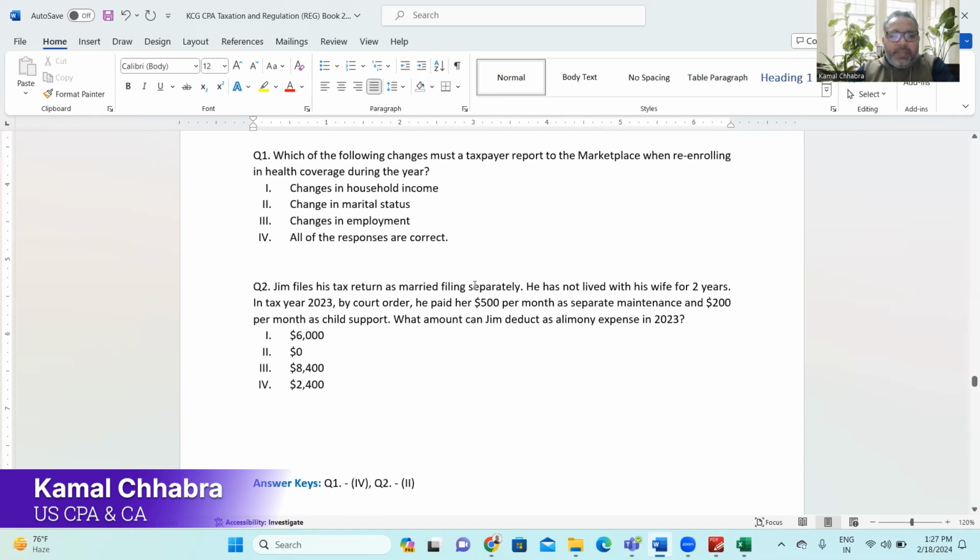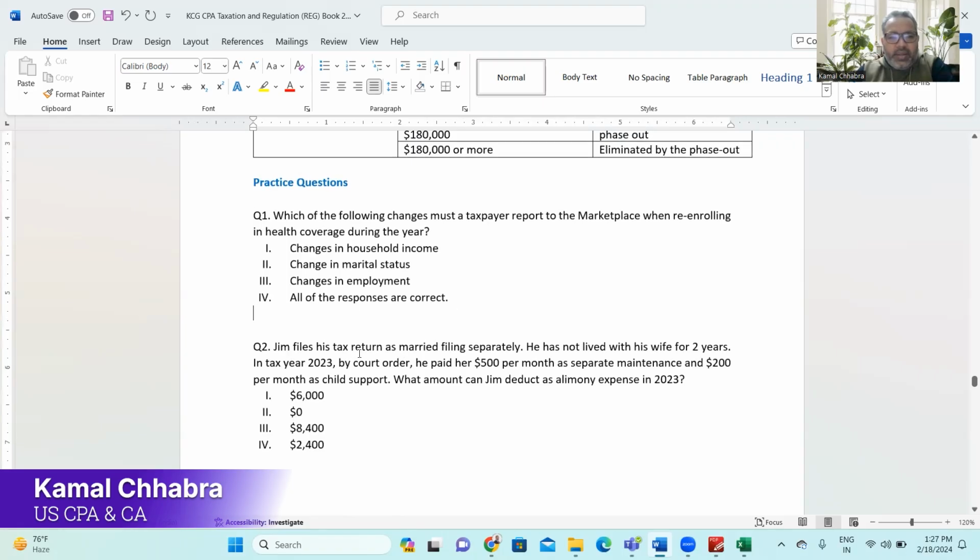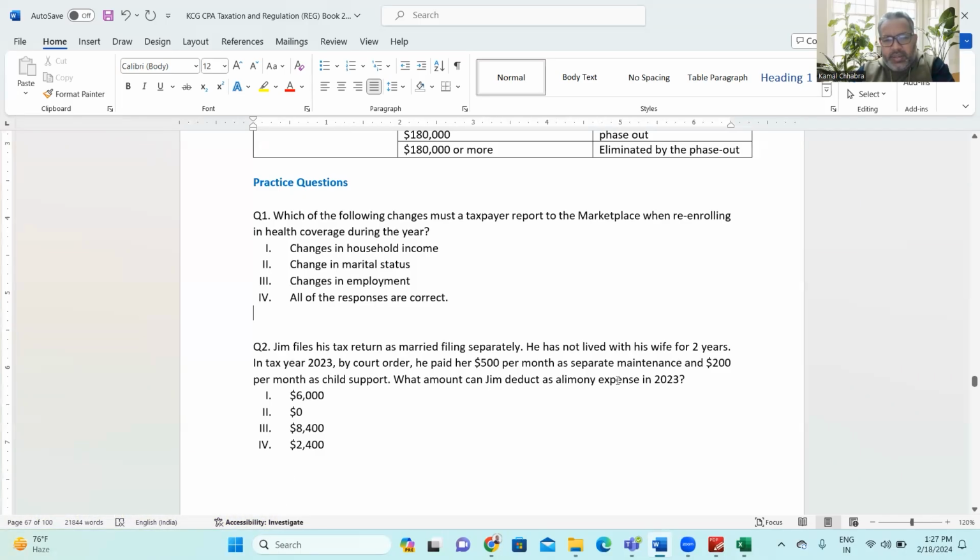Next is: Jim filed his tax return as married filing separately. He has not lived with his wife for 2 years. In the tax year 2023, by court order, he paid $500 per month as separate maintenance and $200 per month as child support. What amount can Jim deduct as alimony expense?